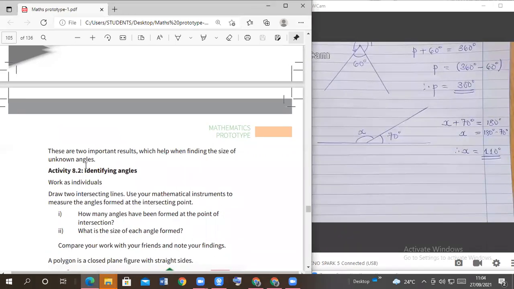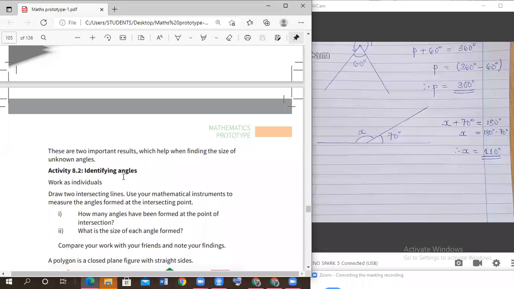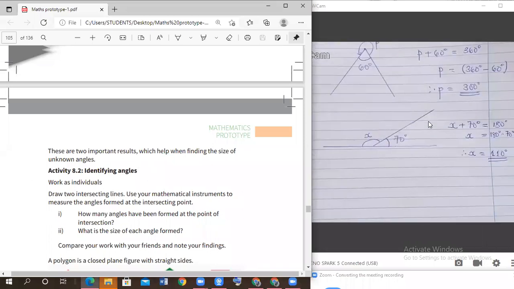We said there are two important results which we find when finding the size of the unknown angles, which we have done here, which we have done there.